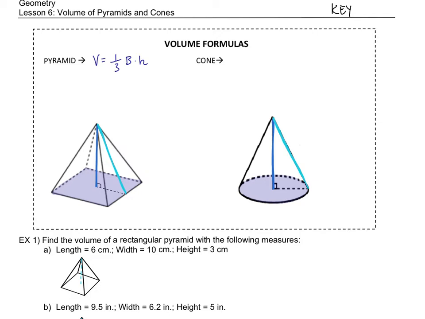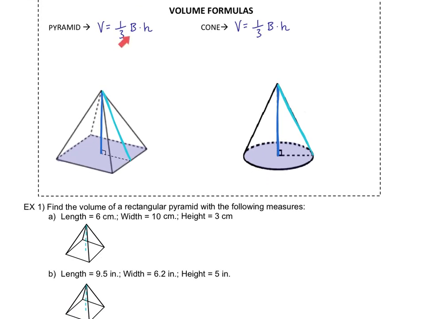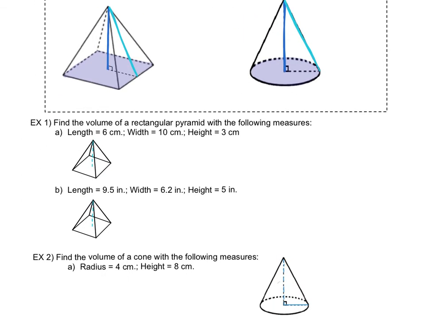So looking at a cone, figuring out the volume formula for that is actually the same thing, 1/3 times b times h. So again, we're going to be looking at b as the area of our base here. So let's go ahead and look down below at some examples where we're going to incorporate these two formulas into it. So let's look at number 1.